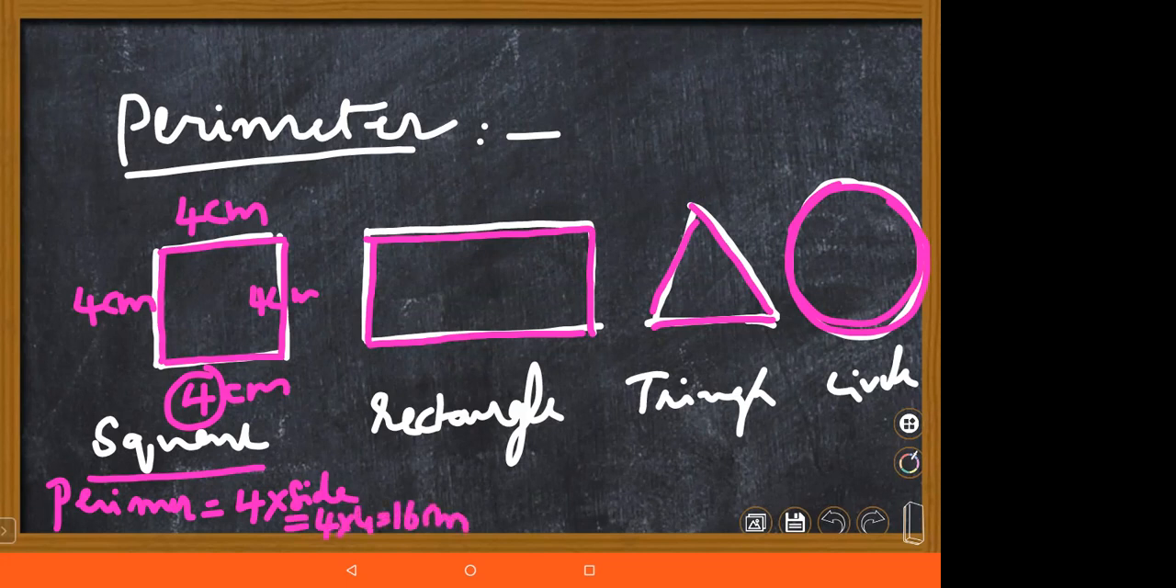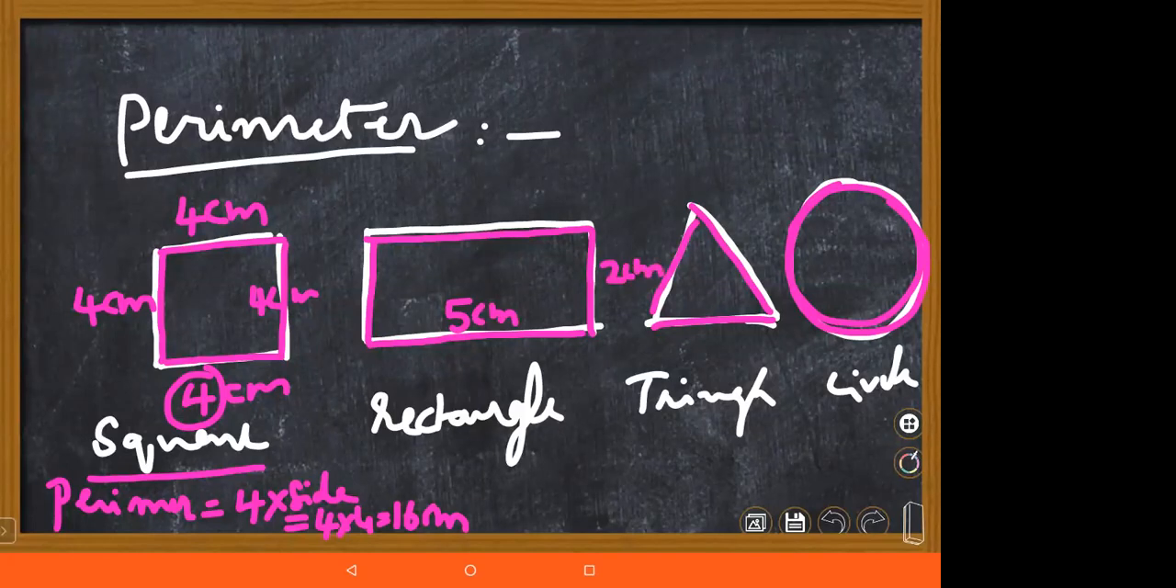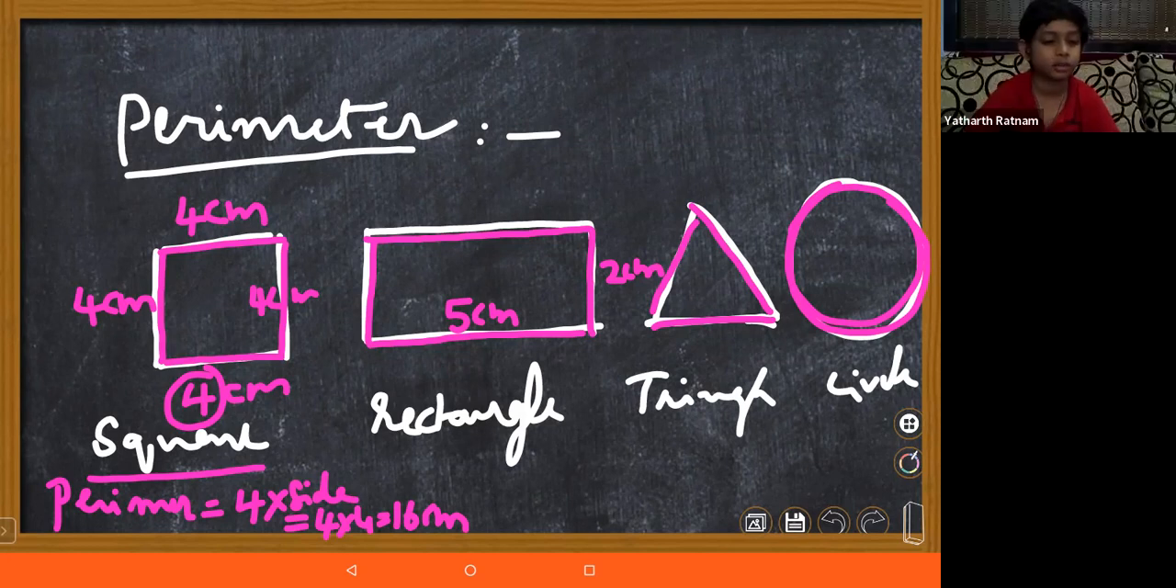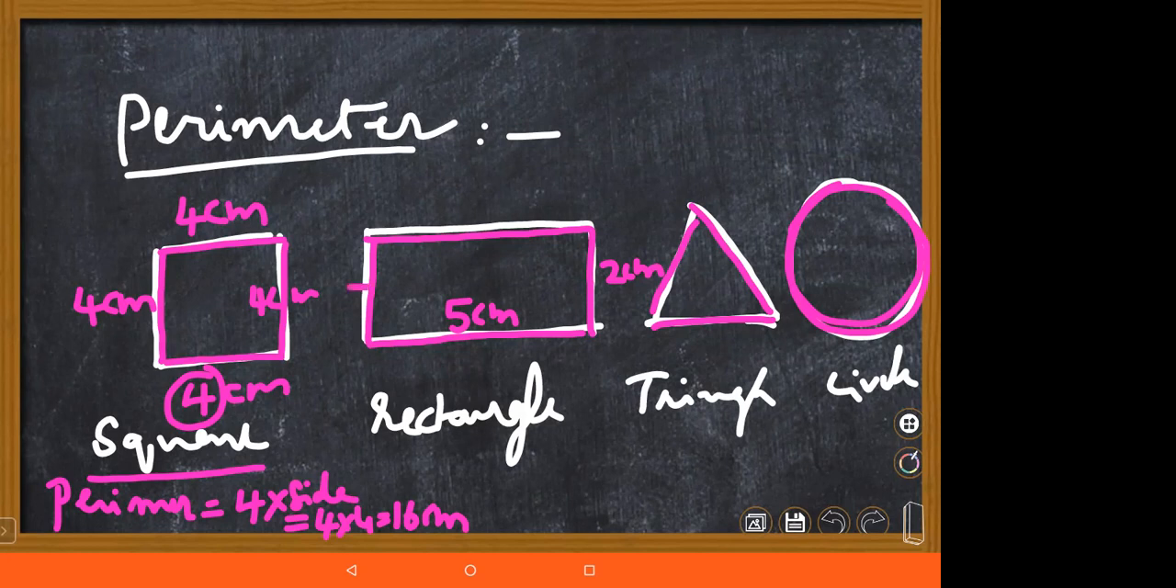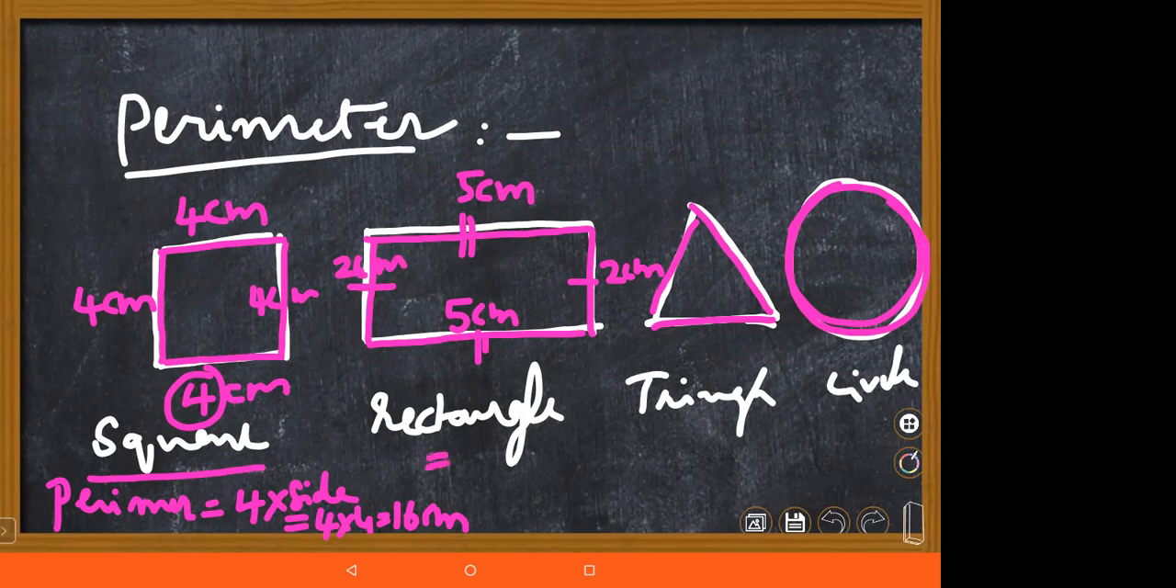Very good. Coming to the rectangle, children, I'm taking length as 5 centimeters and breadth as 2 centimeters. What do you know about a rectangle? Opposite sides are equal. So both lengths will be 5 centimeters and both breadths will be 2 centimeters. Now calculate the perimeter. 5 plus 5 is 10, 2 plus 2 is 4, so 14 centimeters.